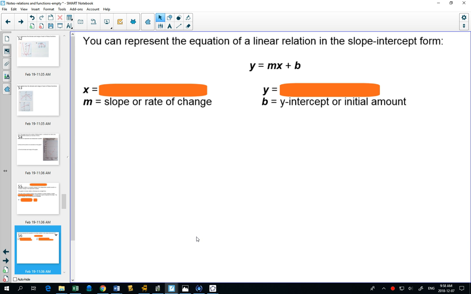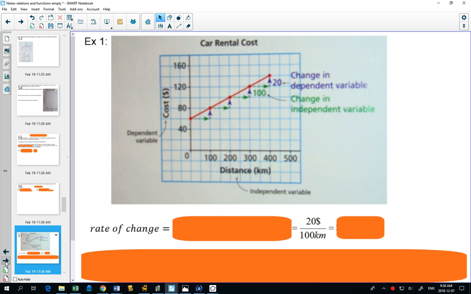Your x still represents your independent variable, and your y represents your dependent variable. So what did we have control of in our string and our knots? How many knots we made was our independent variable. What depended on making the knots was the length of the string. And we do a whole unit on y equals mx plus b next. But right now, we're just starting to get introduced to it.